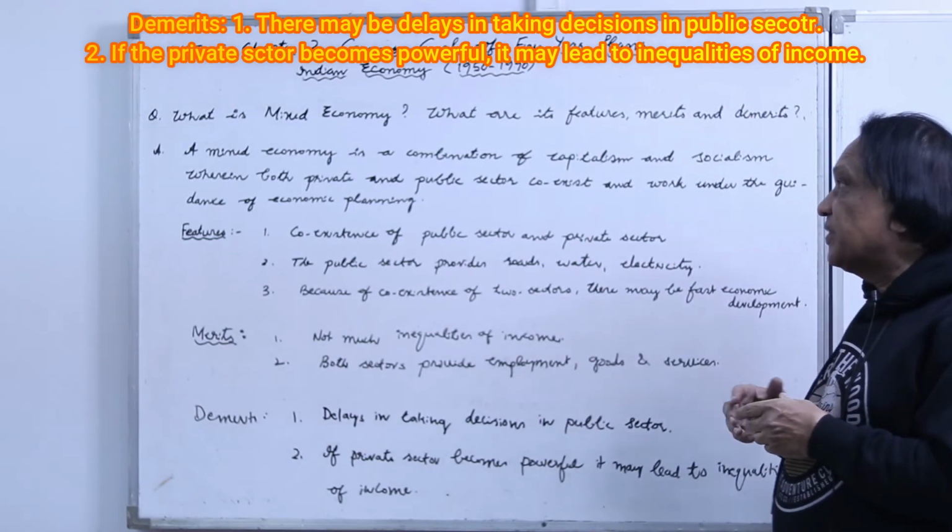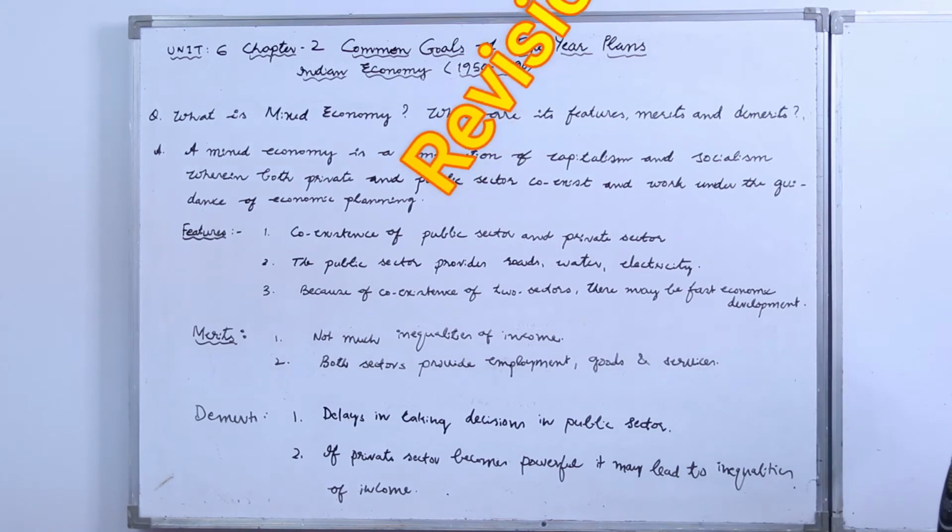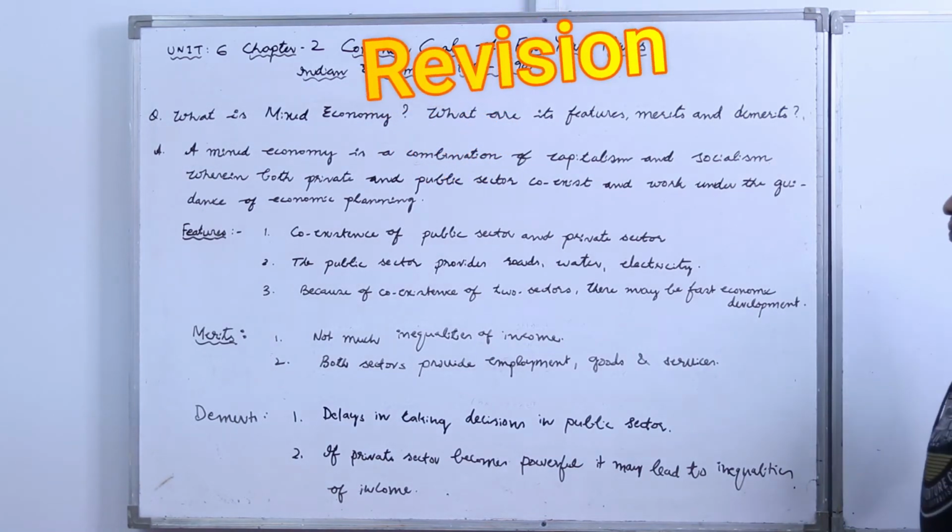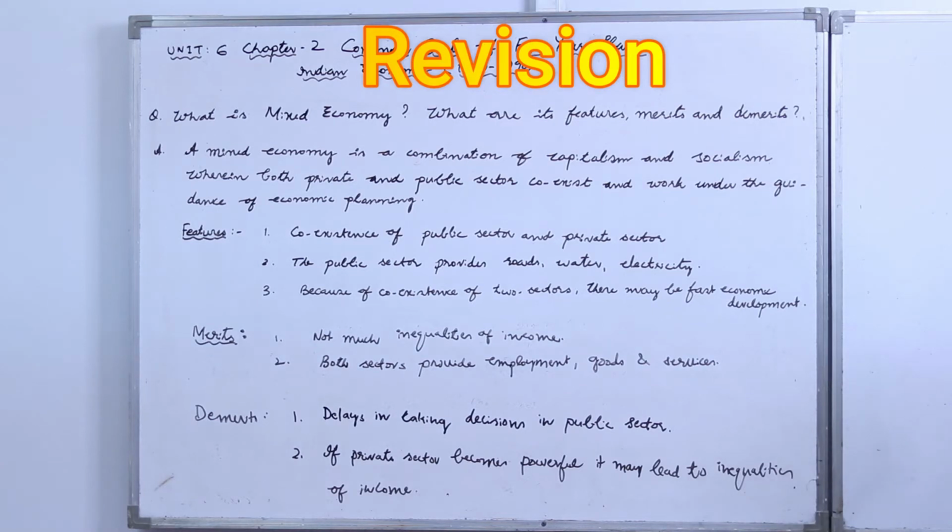So we read what is written here. Unit 6, chapter number 2, Common Goals of 5-Year Plans. So we'll be coming to the common goals. Before we go to the goals of the 5-year plans, we'll be learning about the Indian economy from 1950 to 1990. What is a mixed economy? What are its features, merits and demerits? A mixed economy is a combination of capitalism and socialism, wherein both private and public sector coexist and work under the guidance of economic planning. It's not purely a private sector, not purely a public sector.